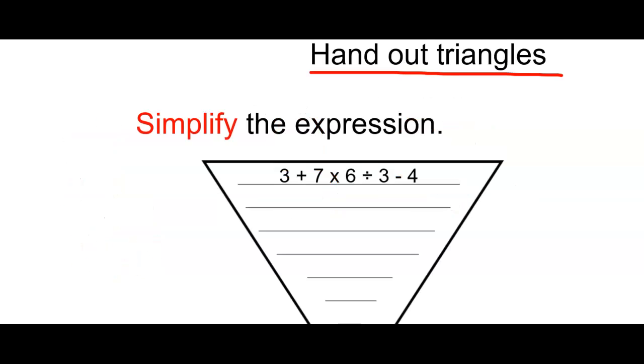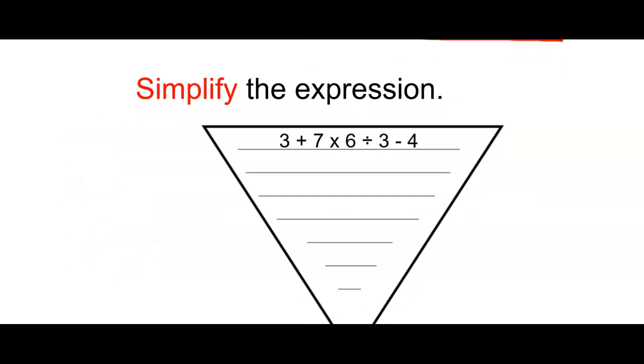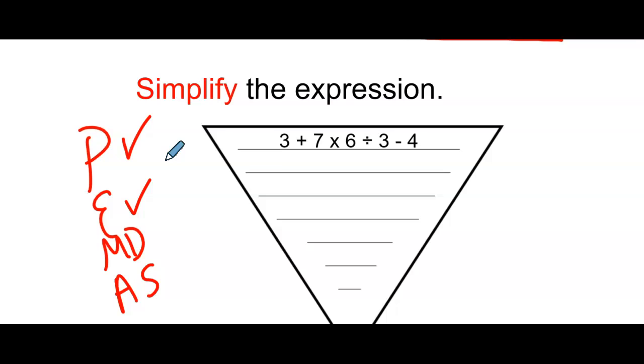Okay, let's solve a couple expressions here. We're going to simplify. Simplify means solve. So according to PEMDAS, parentheses first, there aren't any. Exponents second, there aren't any. So I'm going to do multiplication, division from left to right. Going left to right, first thing I see is 7 times 6. So I'm going to copy down 3 plus. I'm going to solve 7 times 6 is 42.